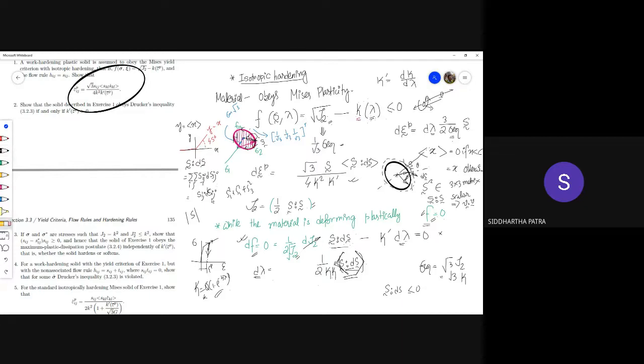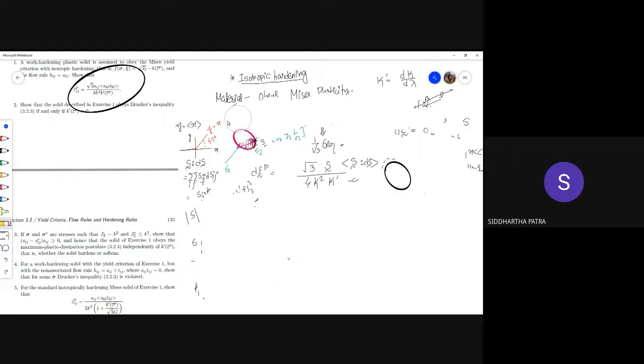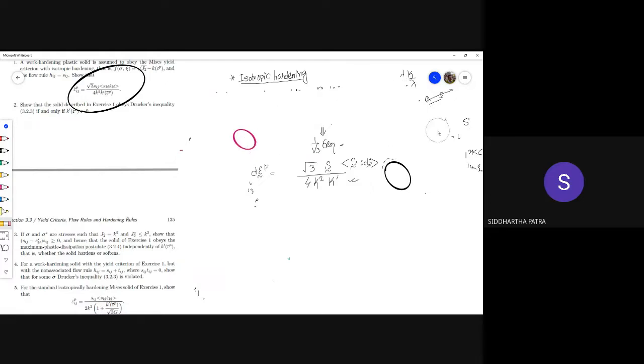And for that, we'll leave the central expression intact. We need that because this time they're asking to check the Drucker inequality.